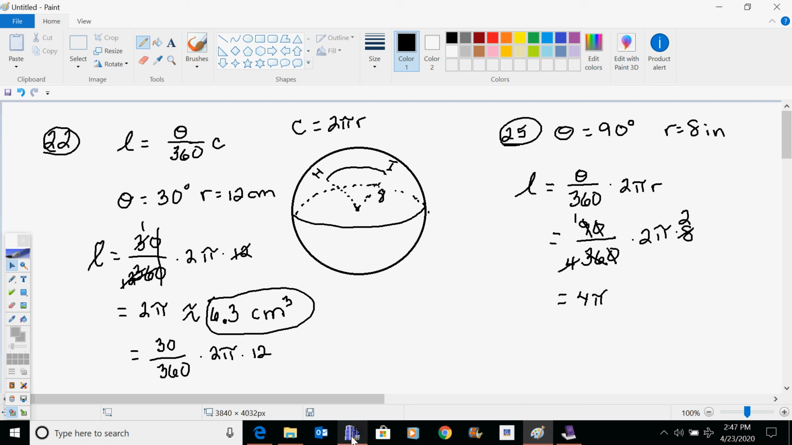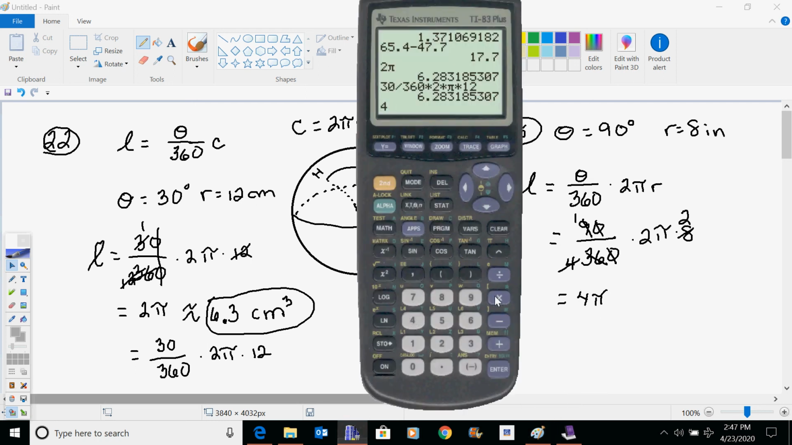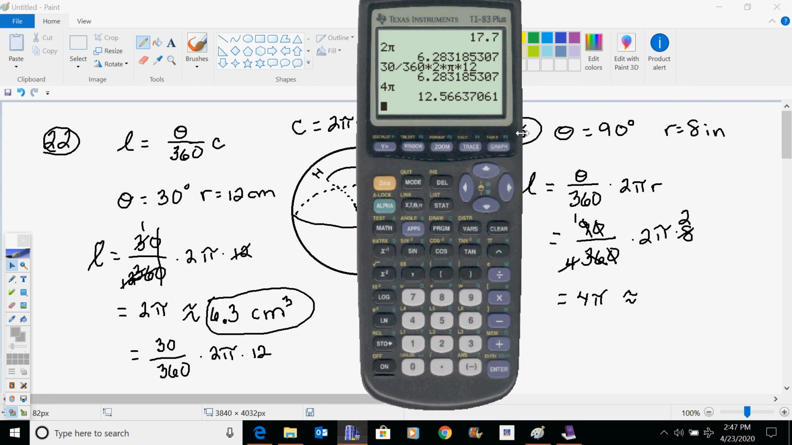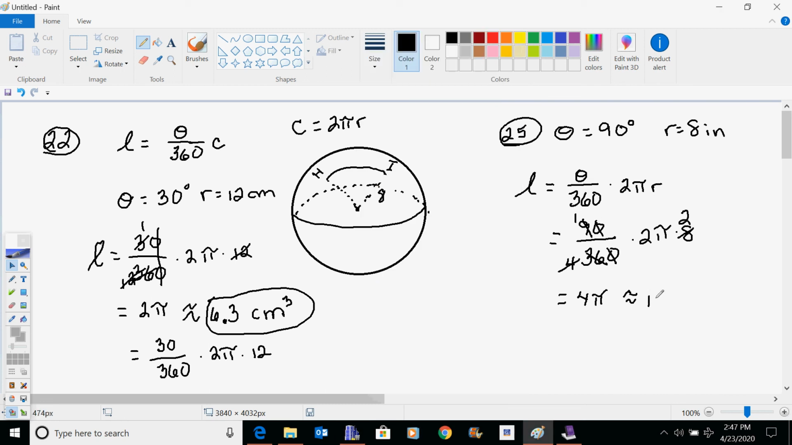If you simplify it first, and it all depends on how much you like dealing with fractions. Some people are really good at simplifying fractions, so it's easier to do that and put less in the calculator. That gives you about 12.57 cubic inches. Or if you want to, as I said, you can put in the whole 90 divided by 360. You're going to get the same thing, times 2 times pi times 8.